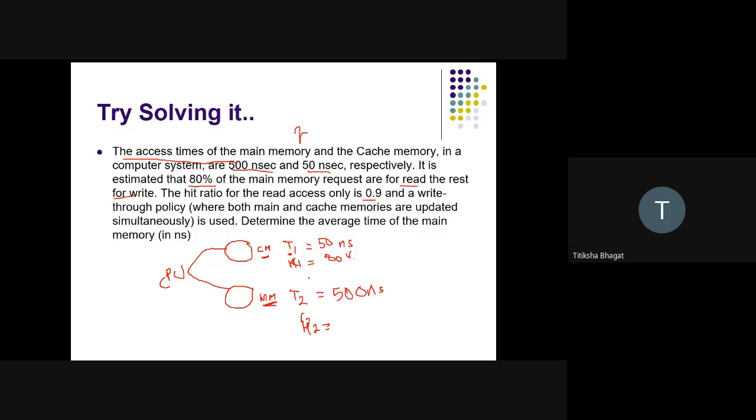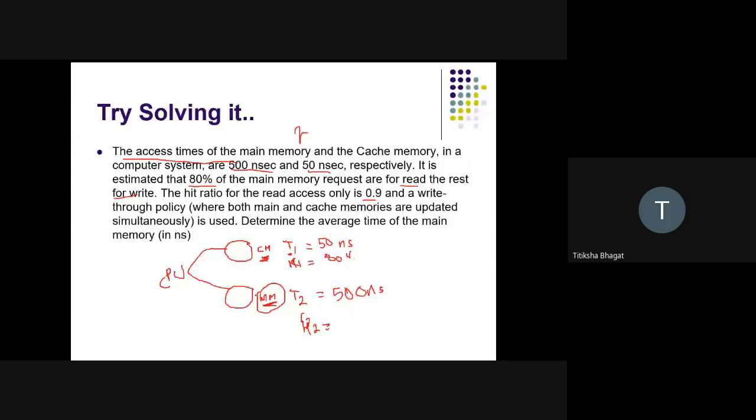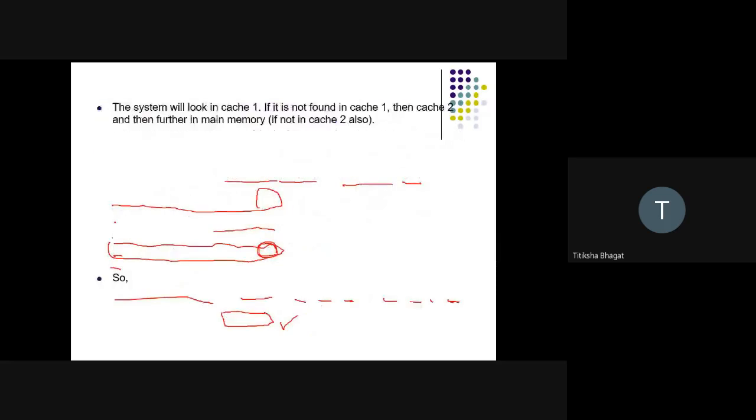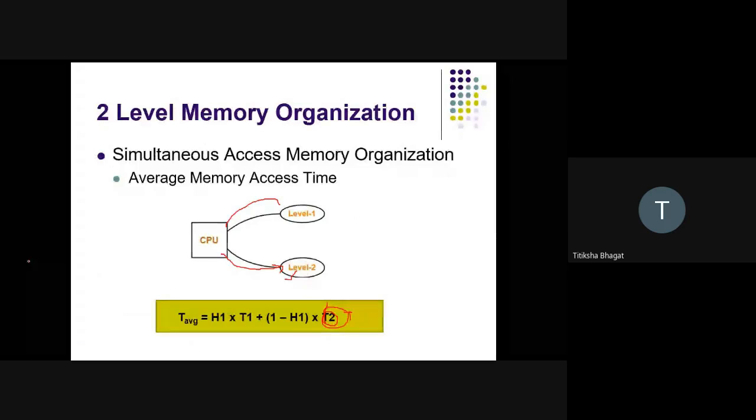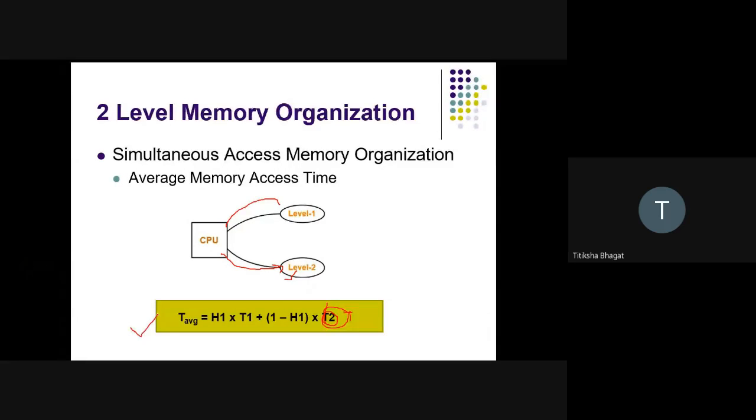If the data is not there in the cache memory, then definitely it will be in the main memory. So we have to apply the formula and calculate the average time for the main memory in the simultaneous case, where both main memory and cache are updated simultaneously. So which type of memory organization is this? Simultaneous memory access organization. So this formula will be used to calculate the average access time.